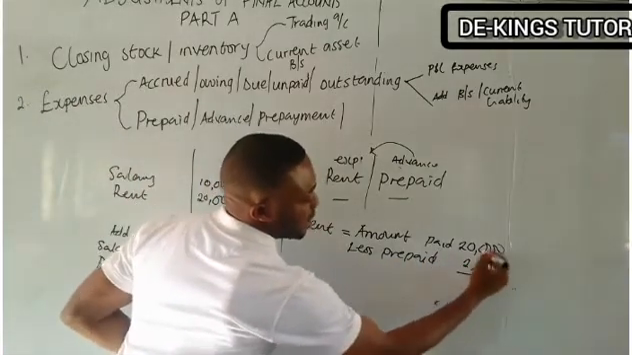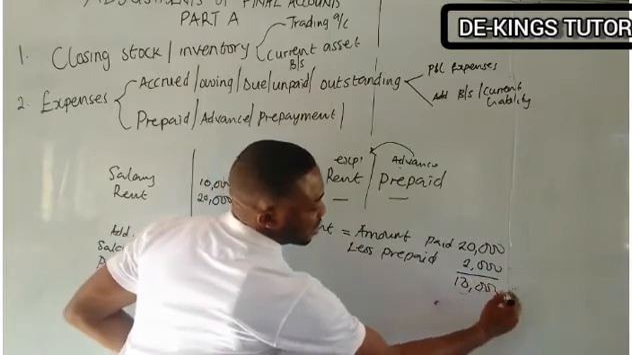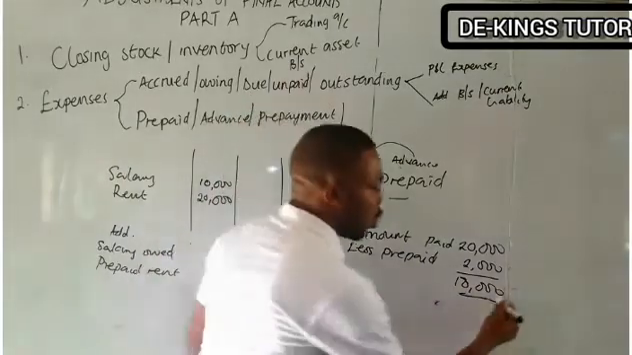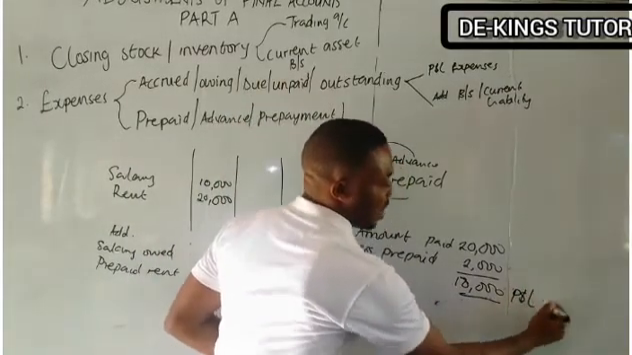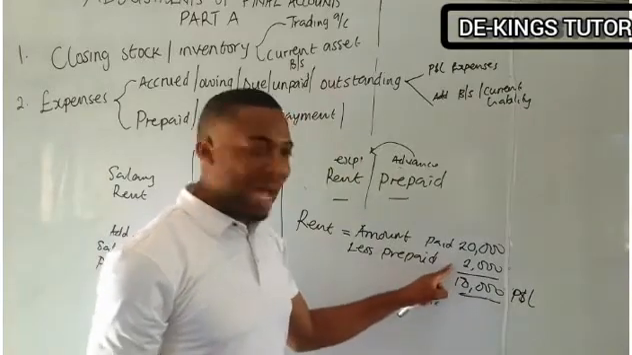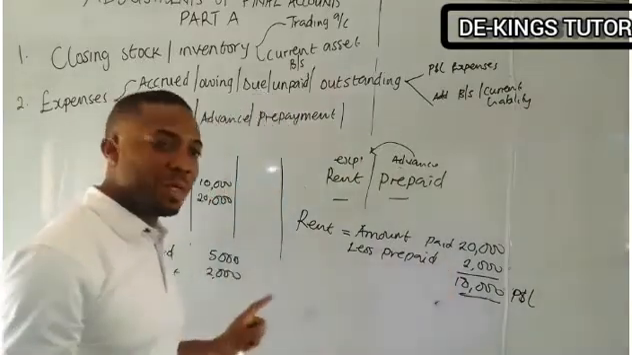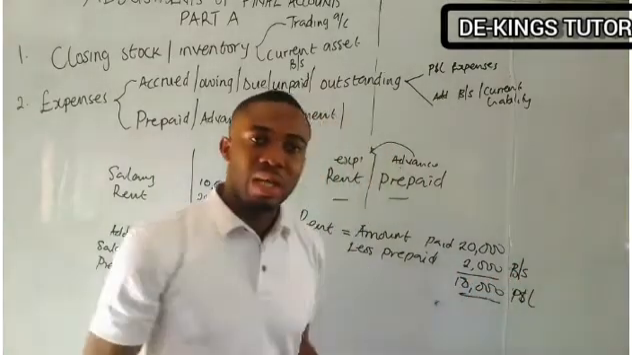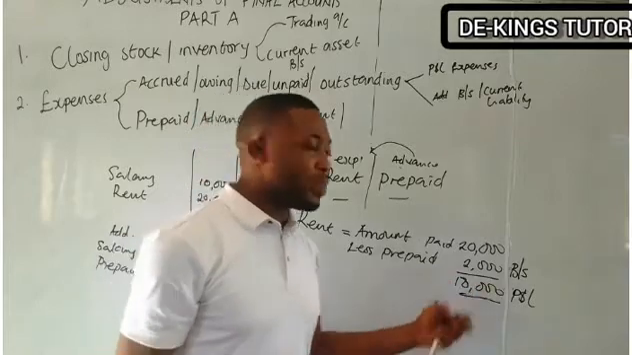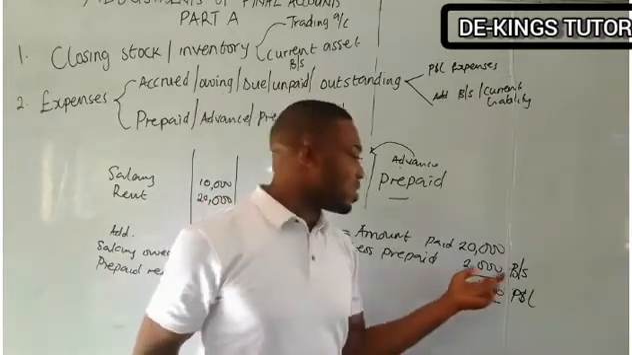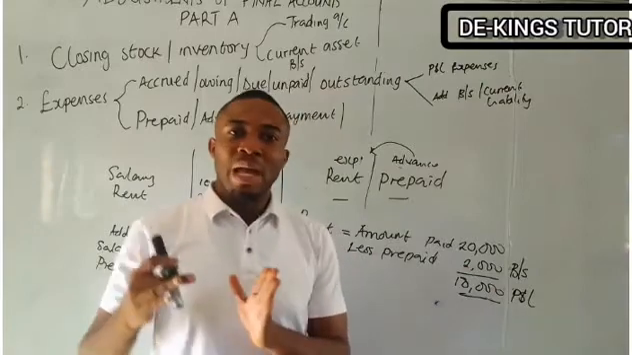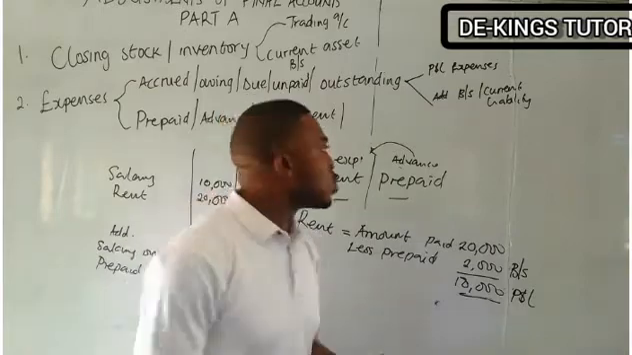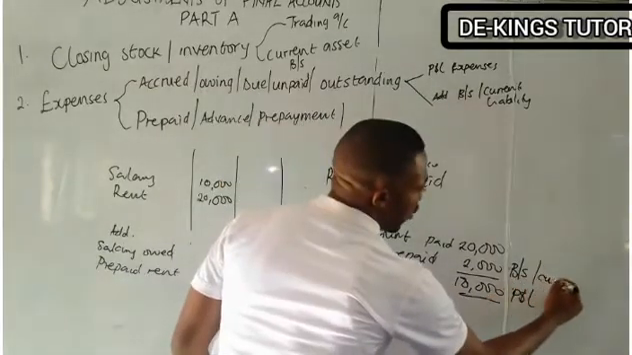18,000. So this 18,000 now is what we take to the profit or loss account as the expenses. Why the 2,000? Remember I said all the ones in the additional information are what go to the balance sheet. So this 2,000 will move to the balance sheet. And where will it be under the balance sheet? It will be under the current asset. Why? Because this money is still valid. Because the right of usage for this money has not come. Okay? So it will go under the current asset.